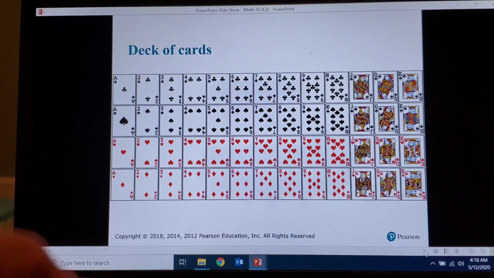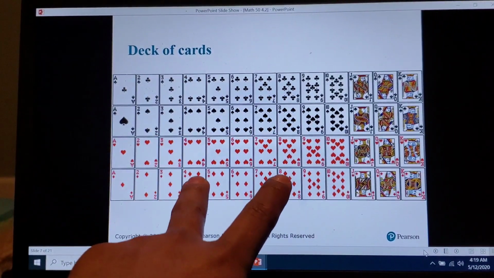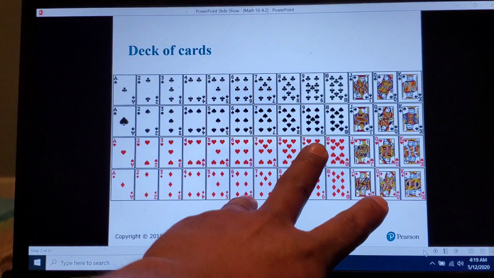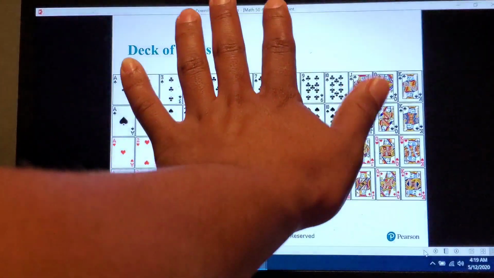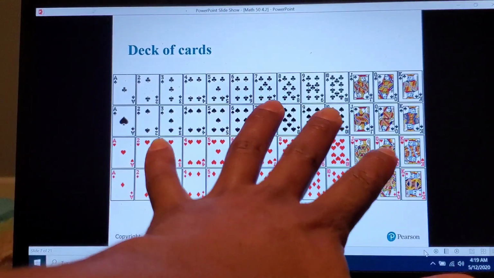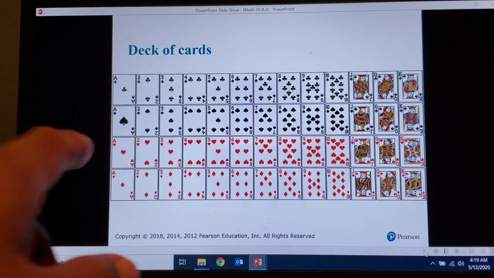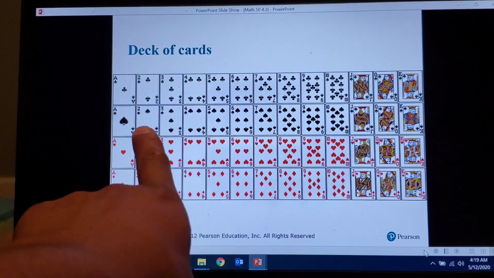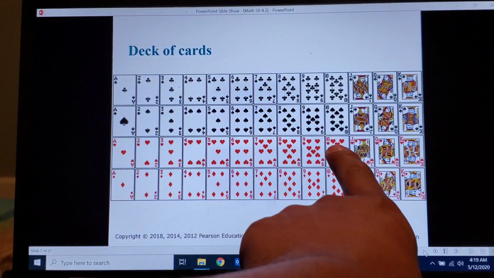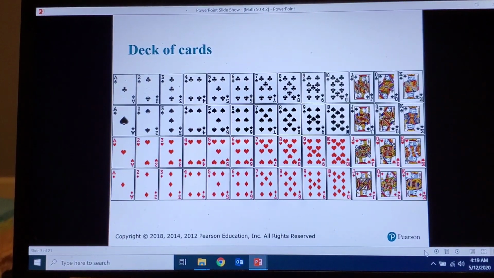If we go back, we see all these have a 2. These have a 2. These have a 2. These have a 2. And those have a 2. So we have 2, 4, 6, 8, and 10. So there's 5 from each. So 5 of these cards have an even number. 5 of these cards have an even. 5 of these have an even. And these 5 have an even.